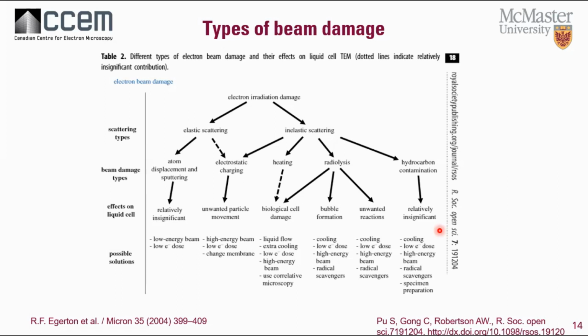Better cell preparation, including plasma cleaning of the chips before we put them in the microscope, or heating or electron beam shower can help get rid of the hydrocarbon contamination on the silicon nitride outside surface. Overall, using a high energy beam and a lower dose will mitigate most of the artifacts observed during TEM imaging of the liquid sample.